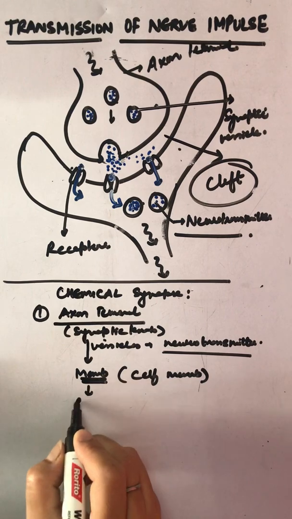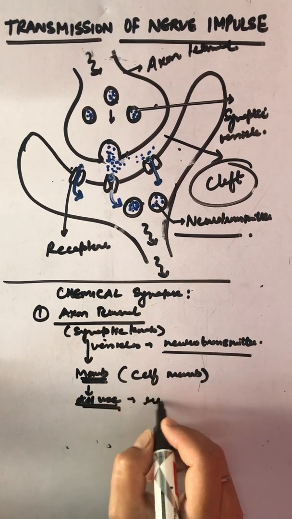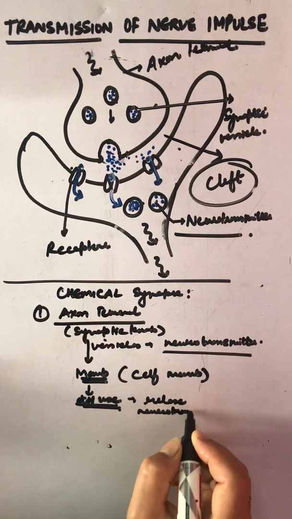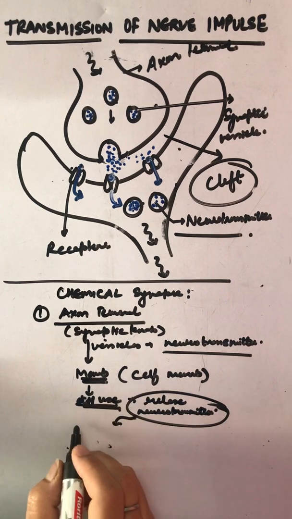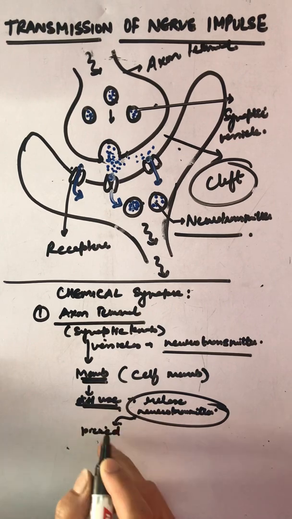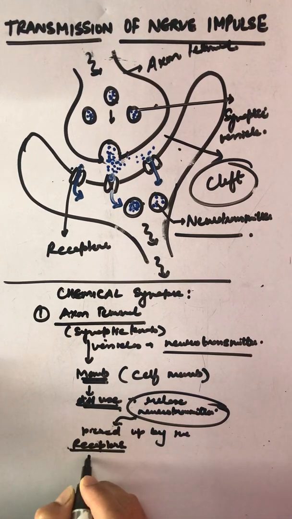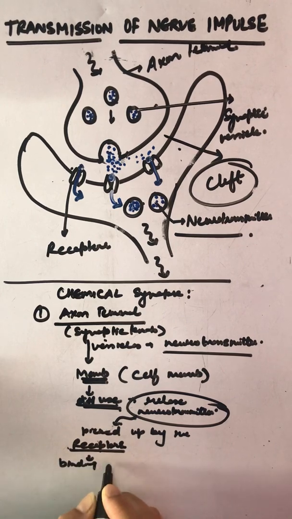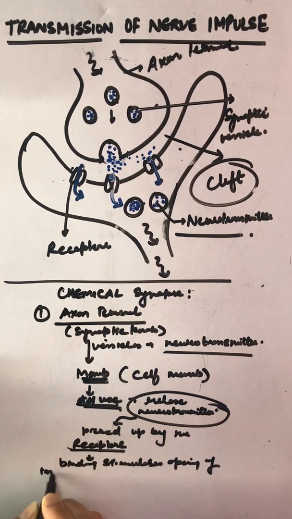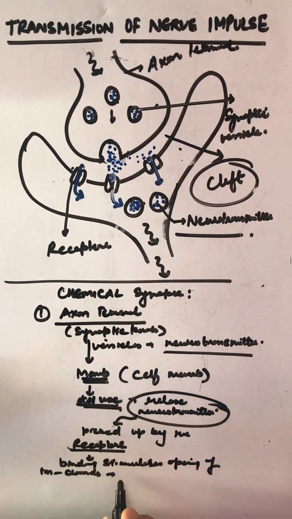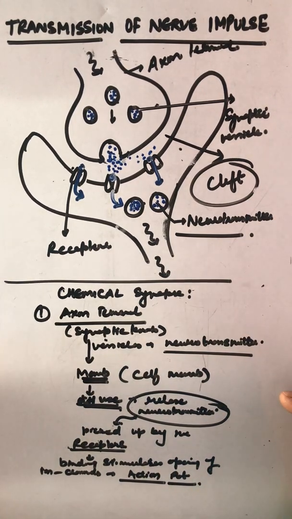And these vesicles release neurotransmitter. This neurotransmitter, once released, is picked up by the receptors, and ultimately binding stimulates opening of ion channels and a new action potential is generated. Clear? This is the transmission of nerve impulse.